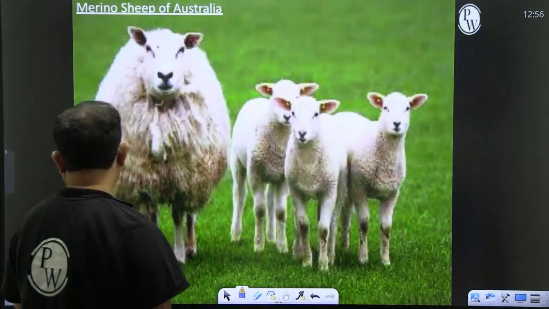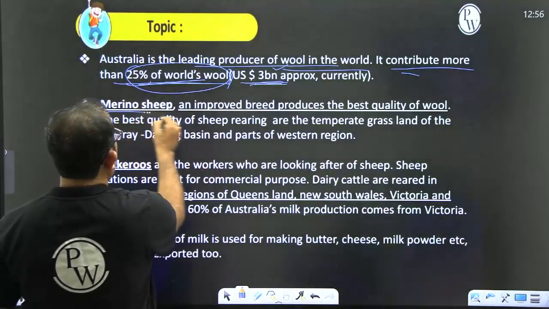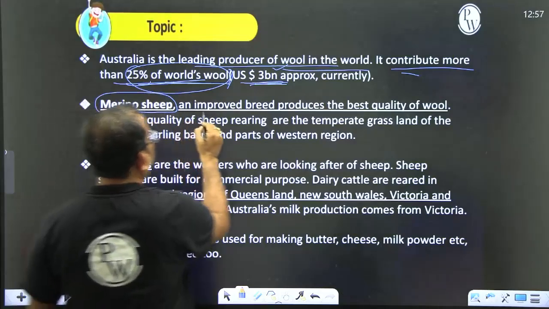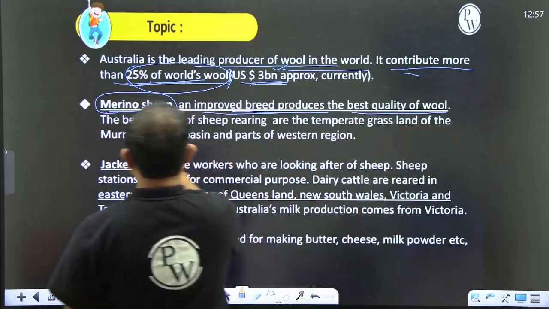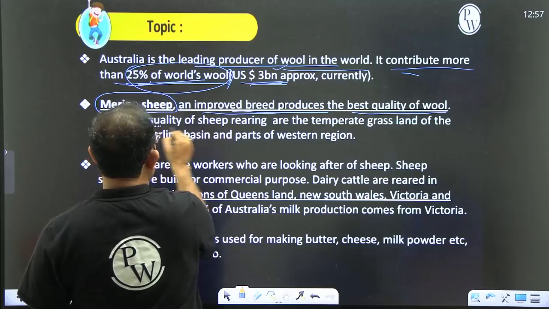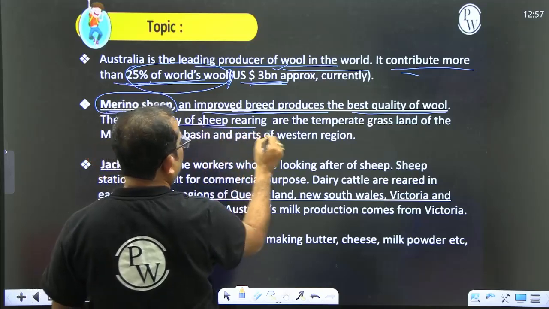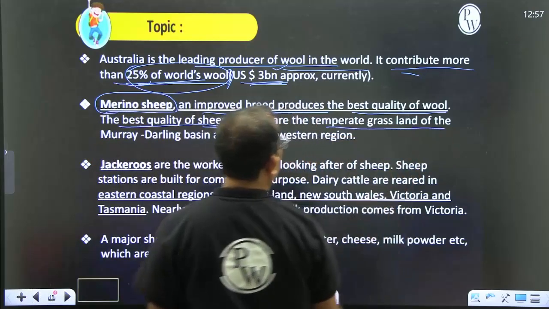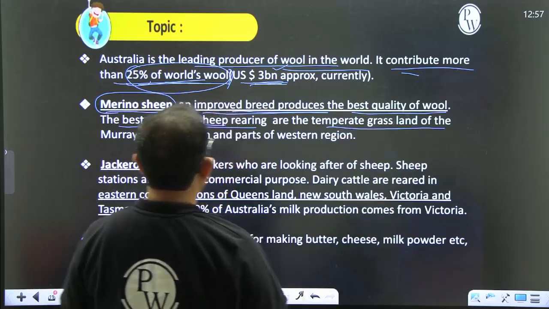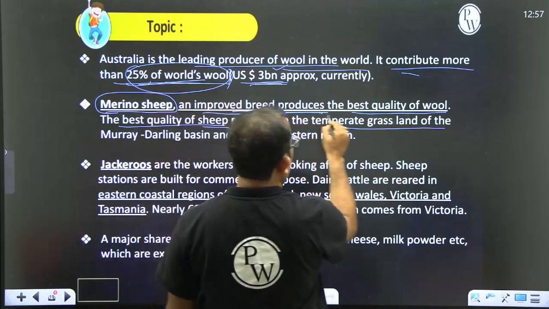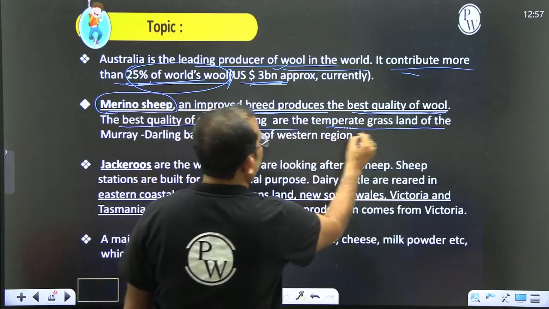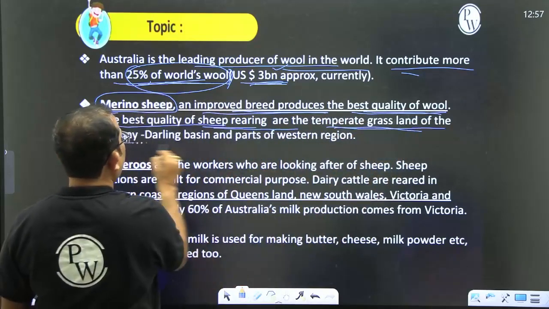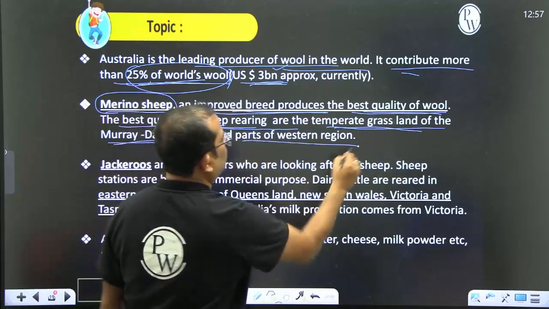In Australia, the merino sheep, an improved breed, produces the best quality of wool. The best quality sheep rearing is in the temperate grasslands of the Murray-Darling basin and parts of the western regions.